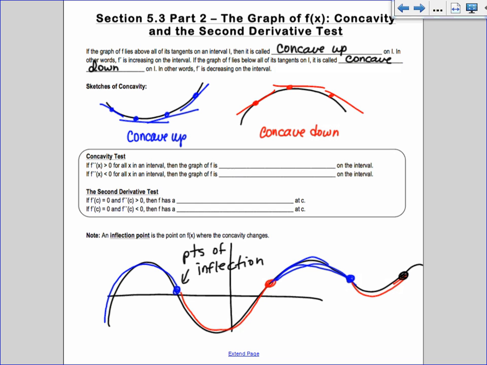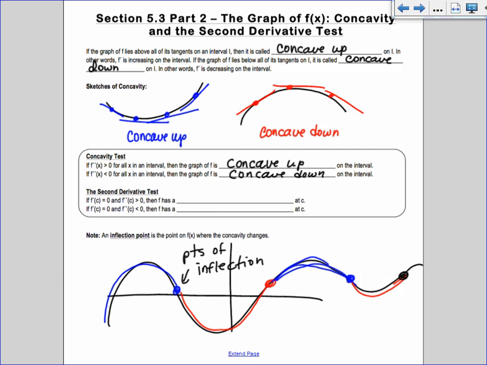Okay, so it says concavity test. It says if f double prime of x is positive, so greater than 0, for all x in the interval, then the graph of f is concave up. So positive, up. If it's negative, so f double prime is negative, then it's concave down. So on these problems, we're not only going to find the first derivative to find maximums and minimums, increasing and decreasing. We're going to find the second derivative to find where it changes in concavity.